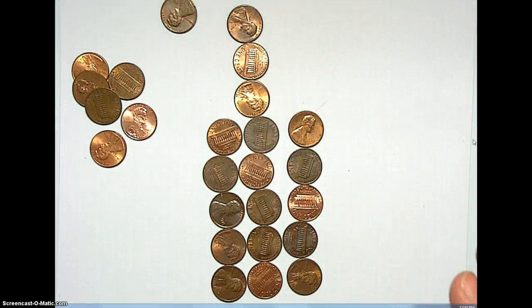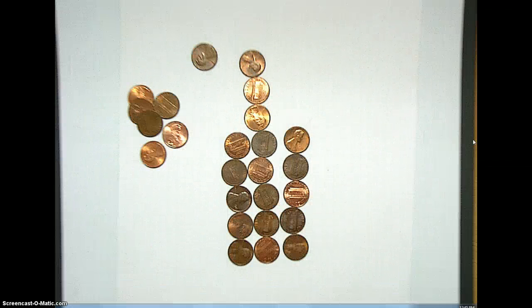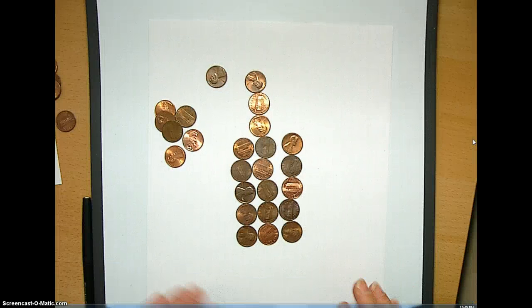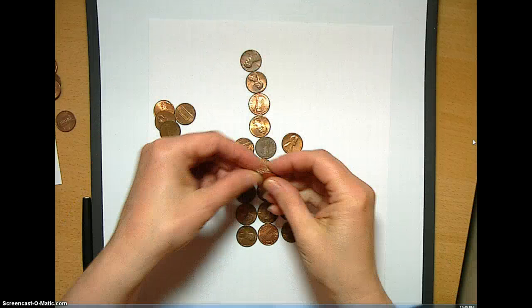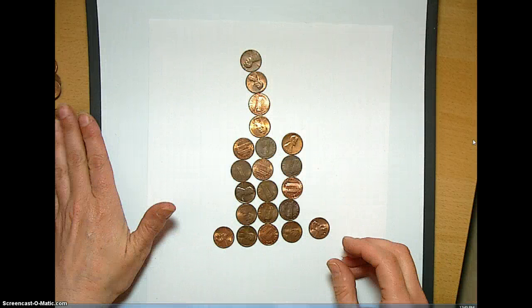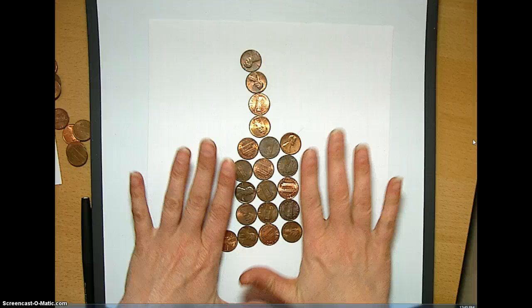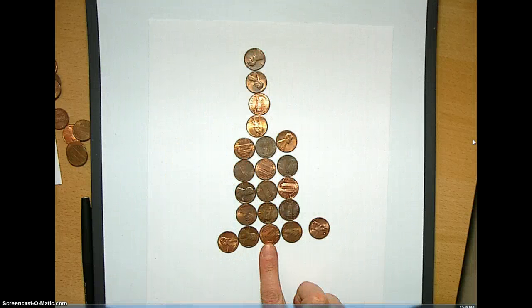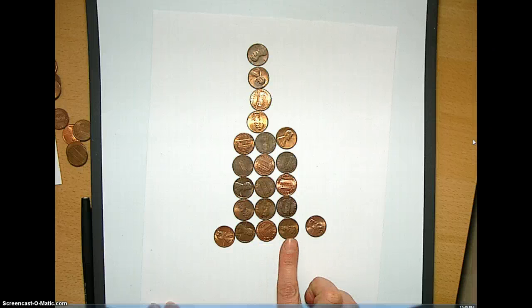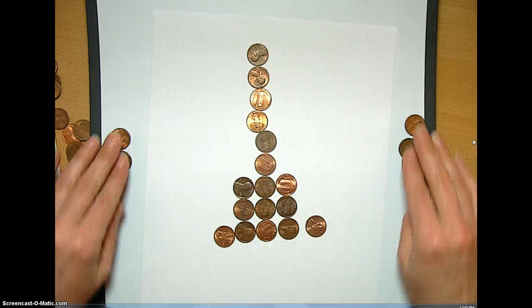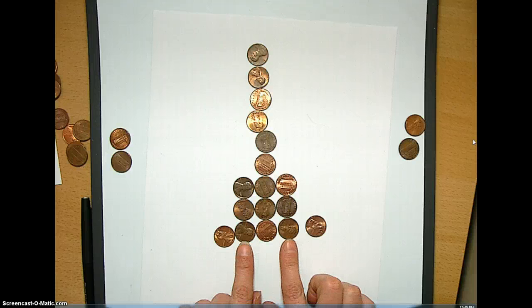Uh-oh, I'm running out of space. I might need to zoom out. Let's zoom out a little bit and see if we can still see. Okay, yeah, here we go. And most of them are going to be pretty close to the same weight. This would be the weight of an average penny right here. And then there's some pennies, probably not even that many. Let me make this a little more realistic. There's a couple of pennies that weigh a little bit more or a little bit less.